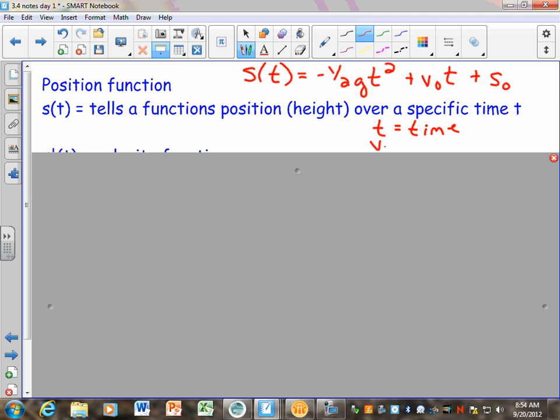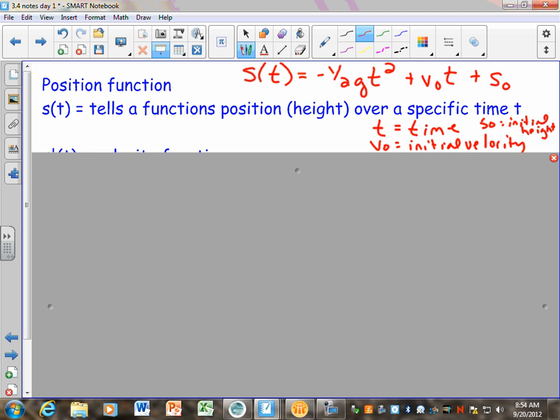V sub 0 is your initial velocity. We did this last year in pre-cal a lot. So how fast it's going to begin with. And S sub 0 is your initial height. Like I said, most of the problems we do, they're going to give you that equation, so you don't have to plug all that stuff in. But you could. And in your book, they actually give you those two equations without G. They plug in 9.8 meters per second, or I believe it's 32, and then half of it's 16. Anyway, it's in your book.